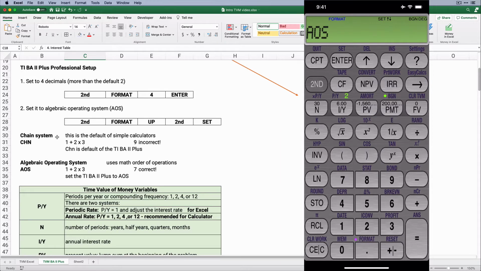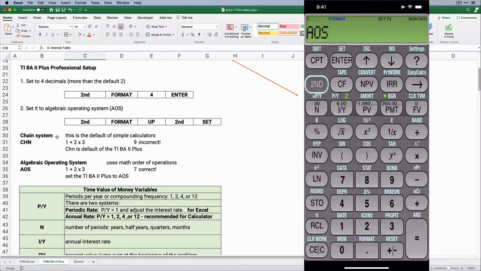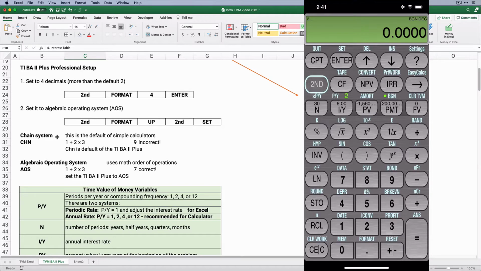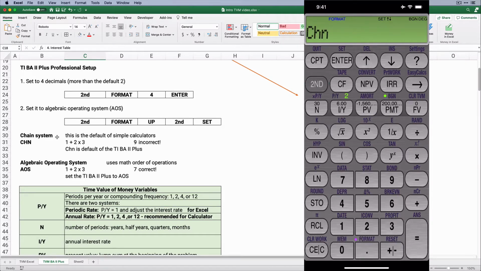So mine is set for AOS, so I'm going to get rid of it and show how it works. You make sure that worked. Yes, it's on the chain system. So here, we know it's on the chain system because we just saw that, but 1 plus 2 times 3 equals 9, and that's not correct.